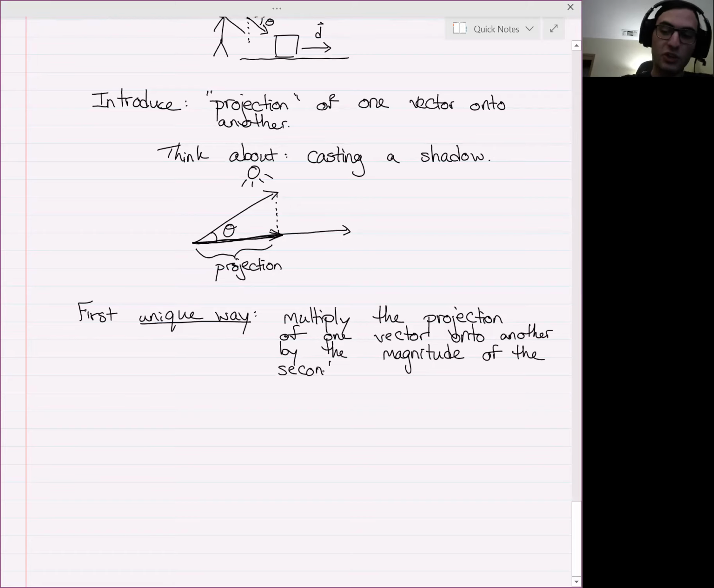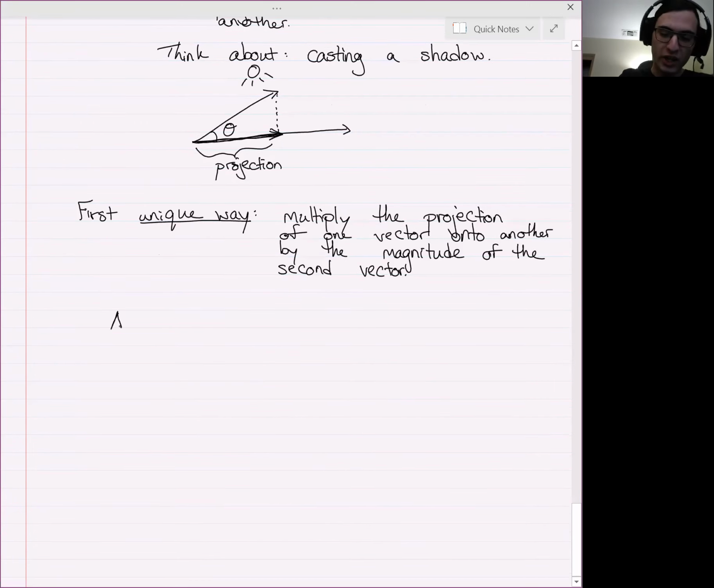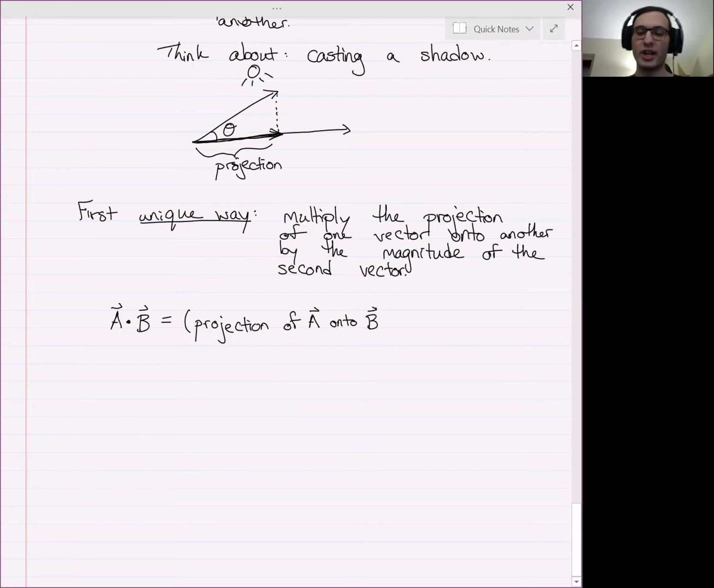Yes, this is closely related to one of the homework problems. The notation that we use for this multiplication is a central dot. So if we have a vector A and we dot it with a vector B, that is equal to the projection of A onto B. Remember, the projection is not a vector, it's just the length of the vector that is projected, times the magnitude of B.